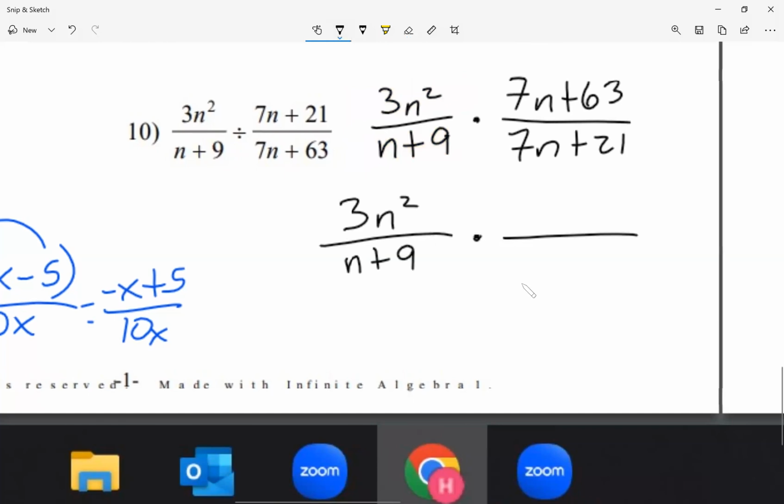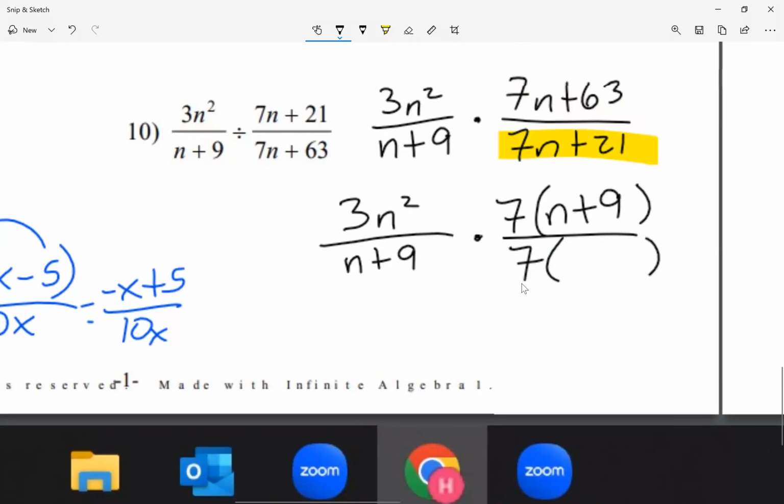Now the second fraction. Let me focus on the top. Seems like I can divide both numbers by 7, right? So let me do the distributive property backwards. Let me put my parentheses, each of those numbers divided by 7, so I get n plus 9, right? 1n plus 9. I divided each by 7. Now let's take a look at the bottom. 7n plus 21. It seems like I can divide each by 7 as well. Let me open my parentheses. Let me divide each of those numbers by 7. So I get n plus 3.